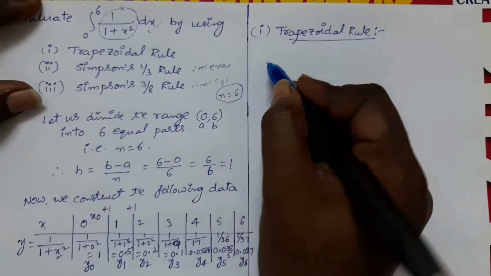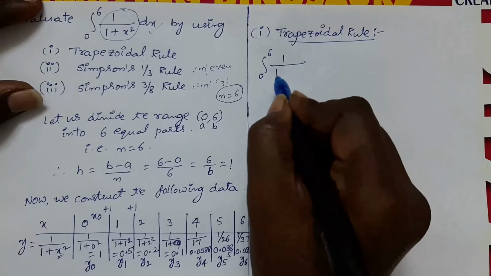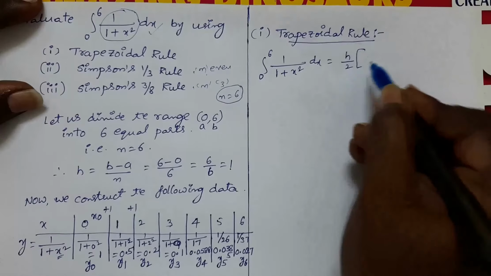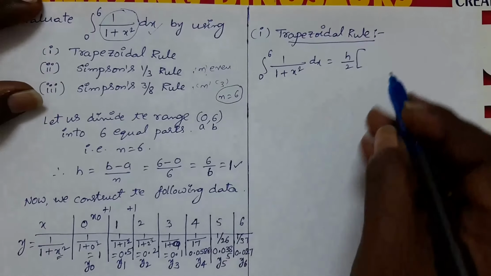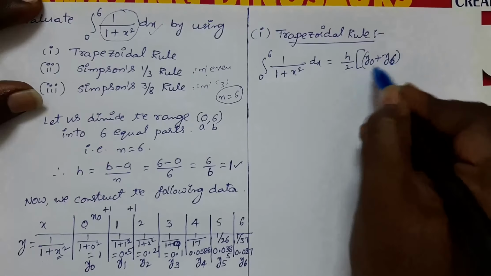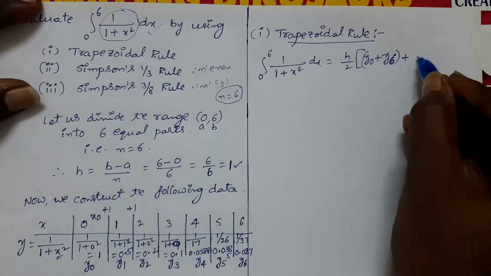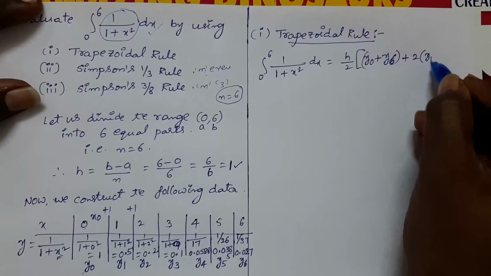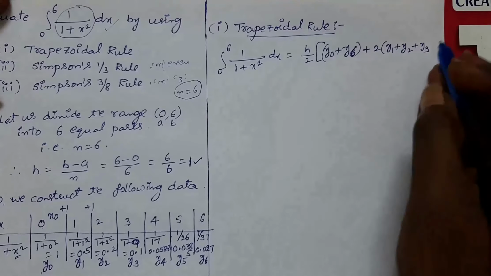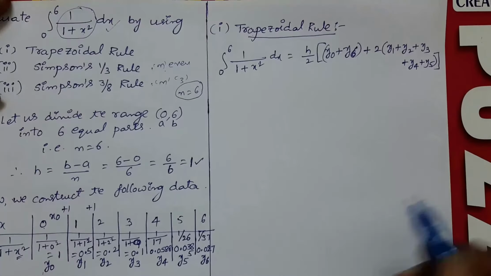So according to the trapezoidal rule, for the given data, the given integral becomes h by 2 whole into, h is nothing but the interval difference, which is 1 in this problem, (y0 plus y6). You should add the first and last functioning values, y0 plus y6, plus 2 times of the sum of the remaining terms, y1 plus y2 plus y3 plus y4 plus y5. Substitute all these values and calculate by using a scientific calculator.